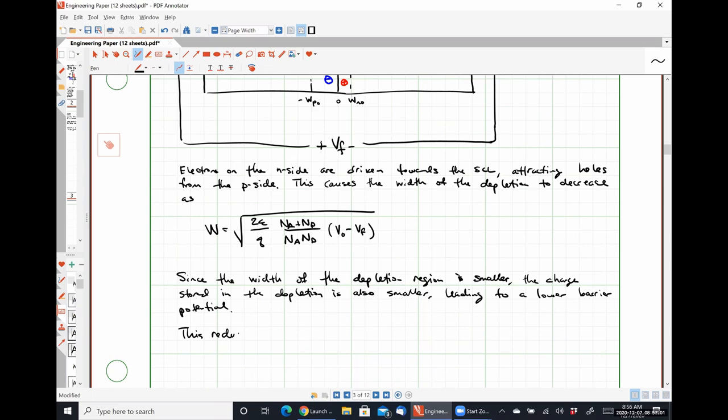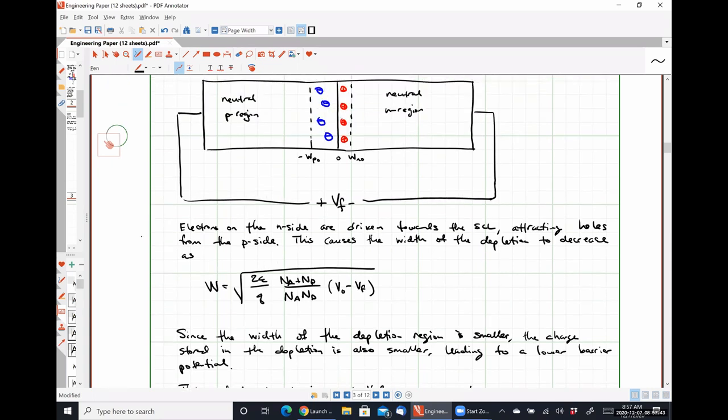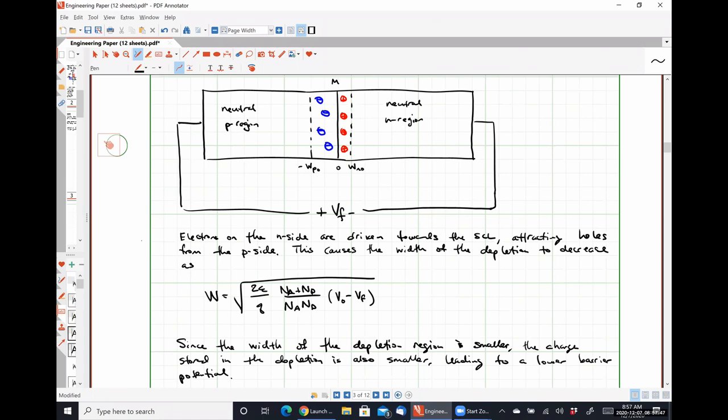This reduction in barrier potential means majority carriers can more easily diffuse across the depletion region. And that will yield, if the holes can diffuse from left to right and the electrons can diffuse from right to left, a net current flowing from the P side of the junction to the N side of the junction.